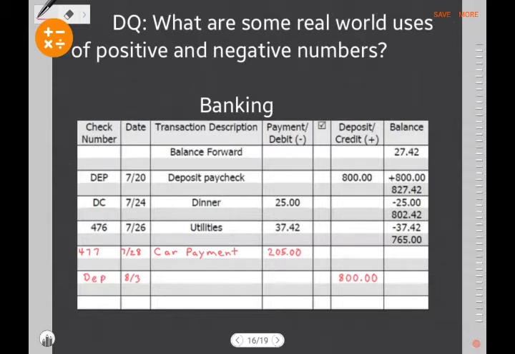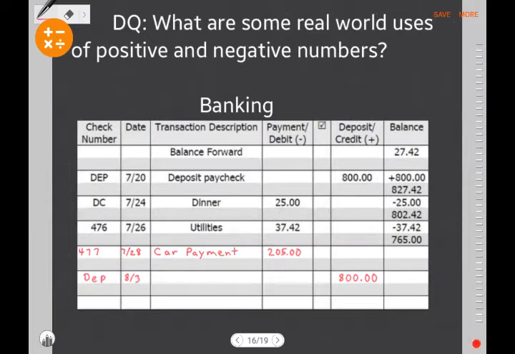Now, if we look over here on the date 7/20, we see that there was a deposit made of $800. That's in the positive column. And so we record that number 800 again in the balance column. So we're going to add positive $800 to our balance. And our new balance is right here, $827.42.